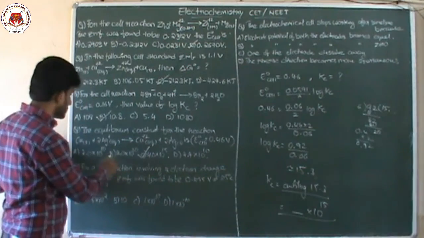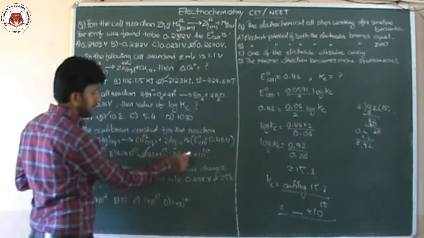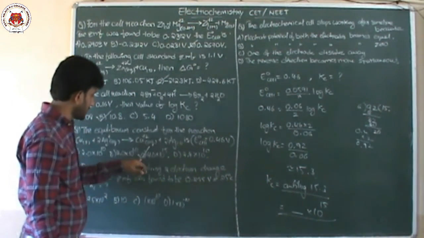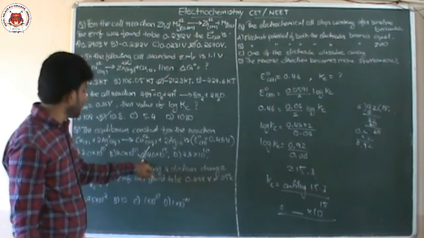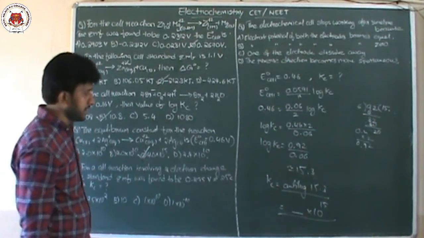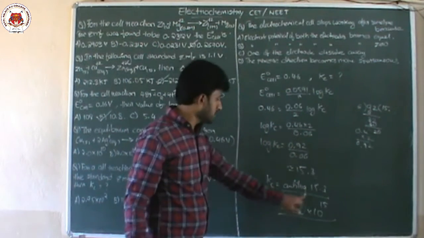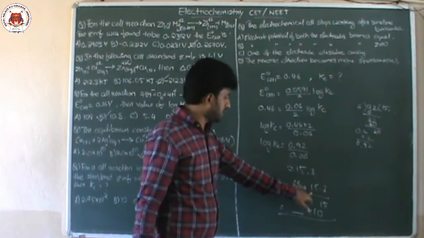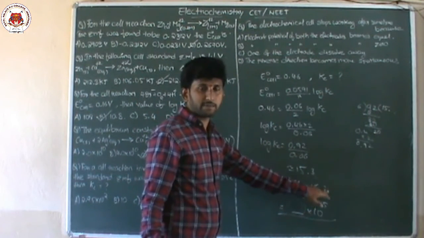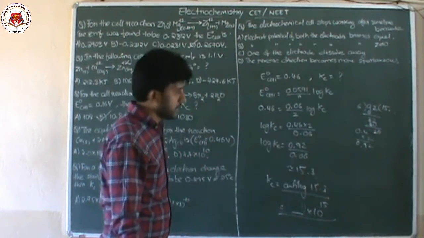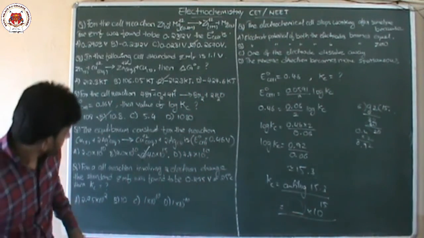In the options you check: here 10, and here also 10, but only this option has 10 raised to 15. So the right option is C, 4 into 10 raised to 15. That 4 you will get if you open the anti-log table and solve the complete decimal point, and then you will get 4 point something. Okay, then coming to the next question.